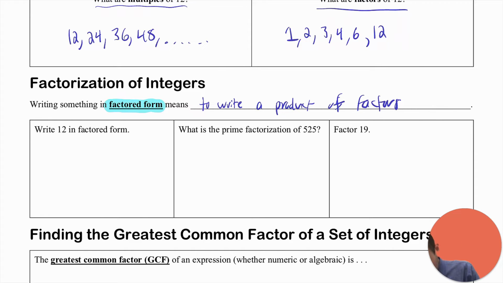One correct answer would be to write 1 times 12, and that would be a factored version of 12 because it's a product. Note that this would be wrong if I wrote 11 plus 1, because that's not a product, that's a sum. You want the entire expression to be only multiplying, and then that would be in factored form. So 1 times 12 isn't really the only correct answer. You could say 2 times 6 is a factored form, and you could also say that 3 times 4 is also a factored form.